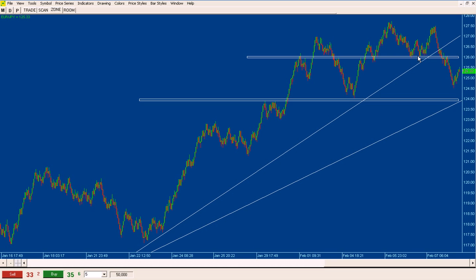What would be the indication of it staying above 127? Is if it proved it, like I said last week, by converting the resistance into support. Meaning it has to get above it, pull back to it, and trade off of it. It definitely hasn't been able to do that like it has with this 126 and 124 range.